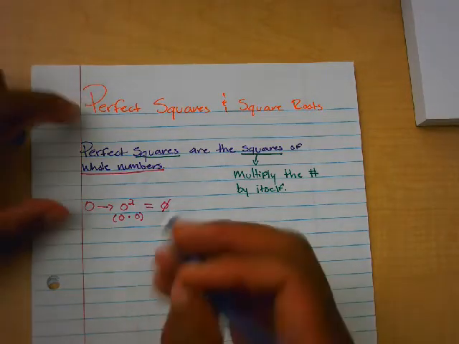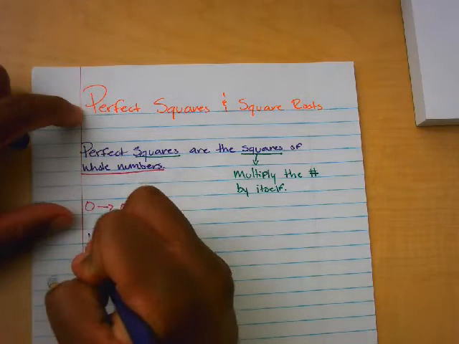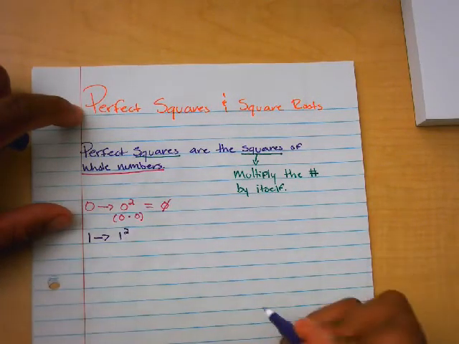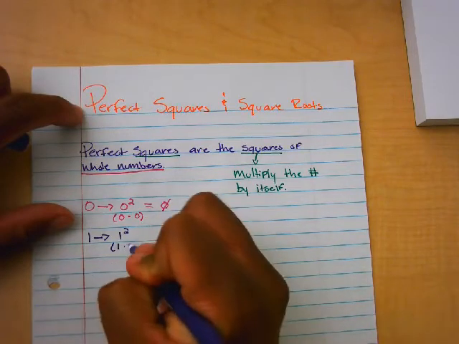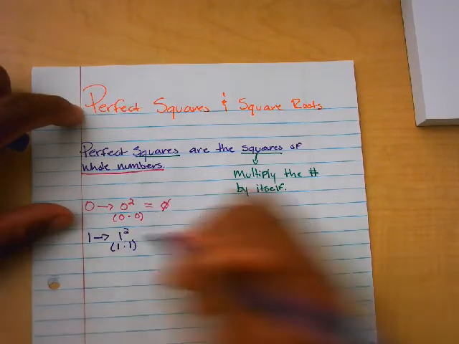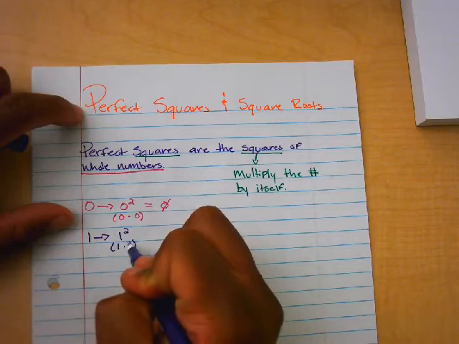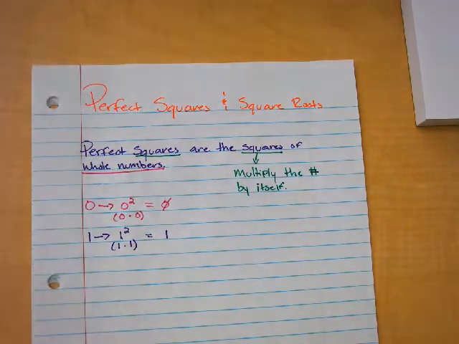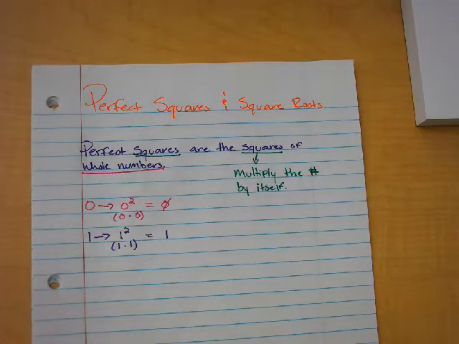Now let's look at 1. We have 1 squared, and that means 1 times 1. We multiply the number by itself. So 1 times 1 equals 1. So 1 squared is 1, and so the number 1 is a perfect square.